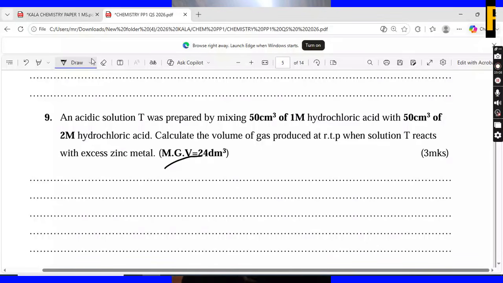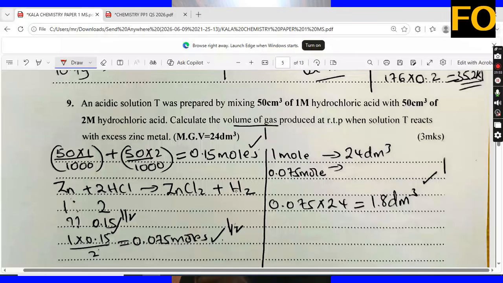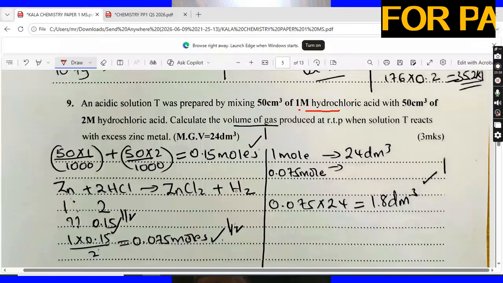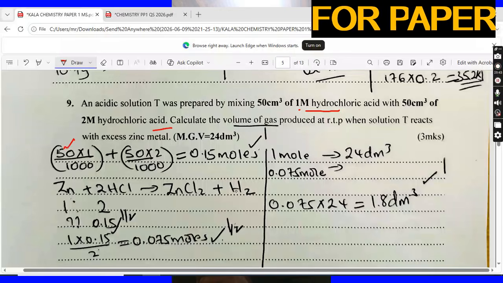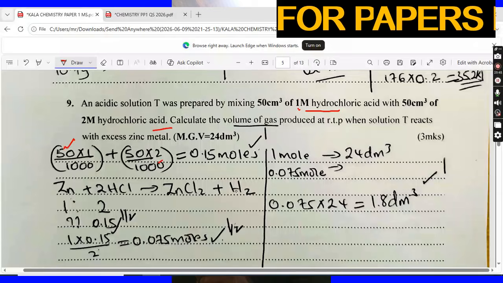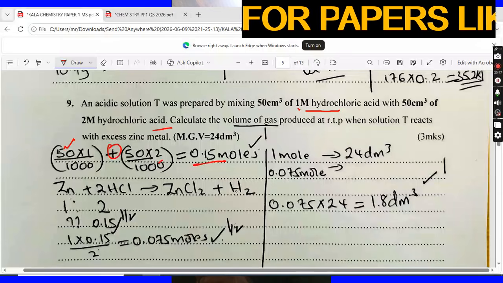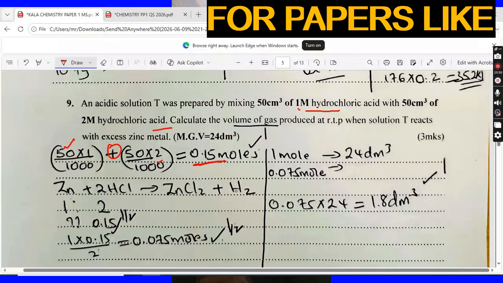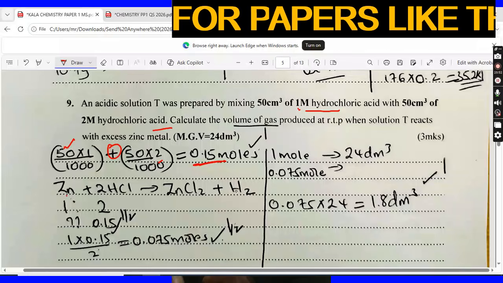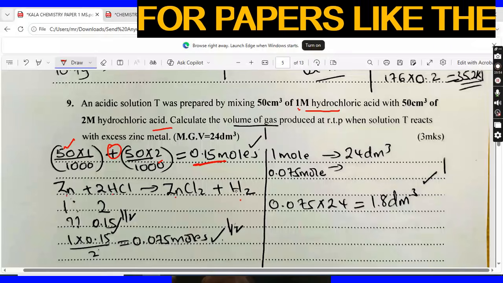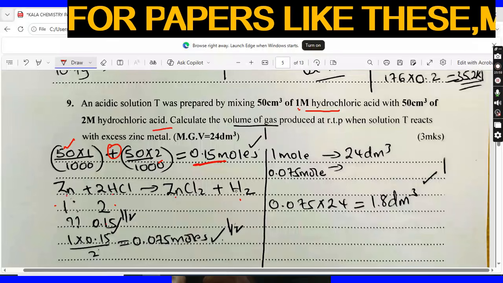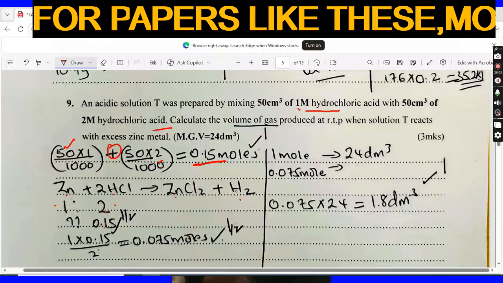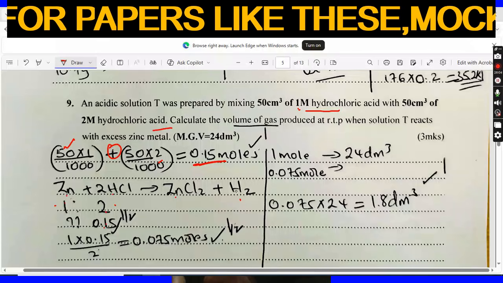Alright. So we needed to get the number of moles from mixing 50 cm³ of 1 molar hydrochloric acid and 50 cm³ of 2 molar hydrochloric acid. This is the number of moles of the 1 molar, and this is the moles of the 2 molar. You get the total, that is the sum. This is the number of moles of HCl. Now write the equation. Zinc plus HCl gives you zinc chloride plus hydrogen gas. So the ratio is 1 to 2. We know the number of moles of HCl is this one. Therefore, we need to get a half.